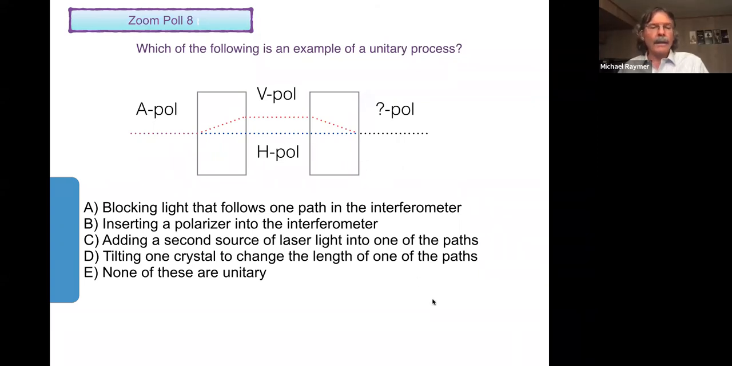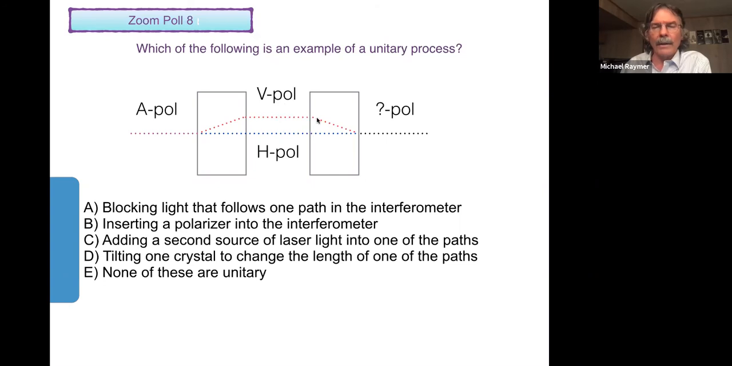But this B here, which says inserting a polarizer into the interferometer, that's actually an interesting one. That could be correct. When I wrote this, I wasn't thinking that, but I think that could be correct because if I put a polarizer there, that would just change the amplitude. So let's say I put a polarizer in the V beam only. For example, a polarizer in the V only. So let's say I rotated it to say I transmitted A polarization here. So I'd have A polarization entering here and H polarization entering here.